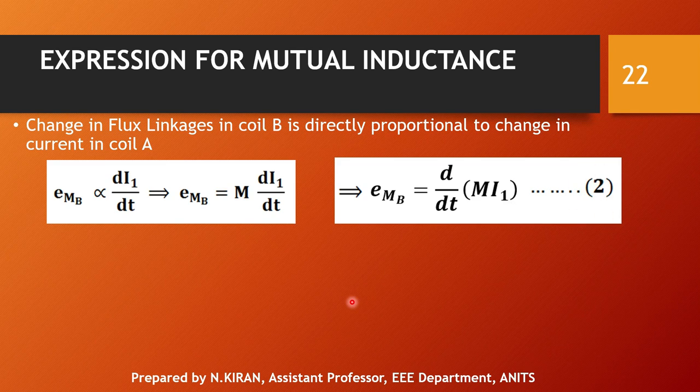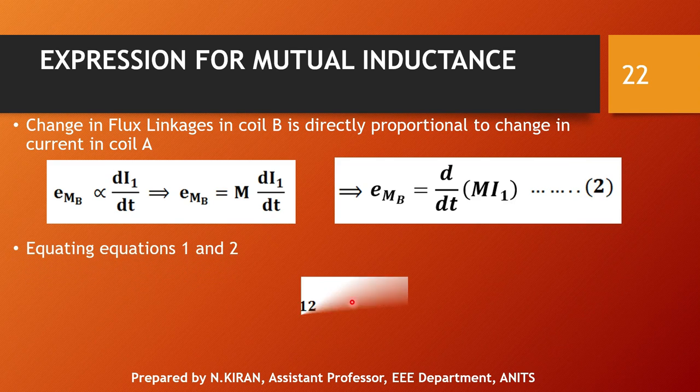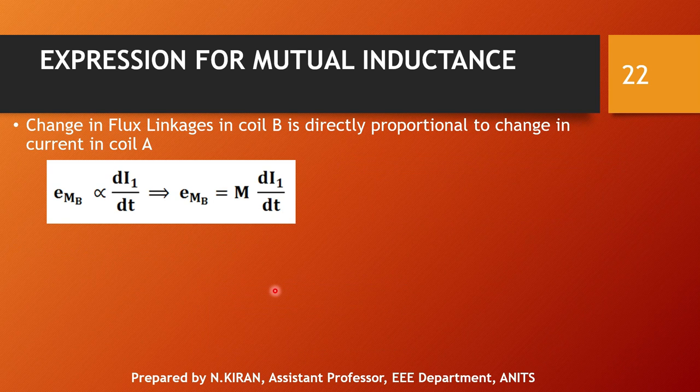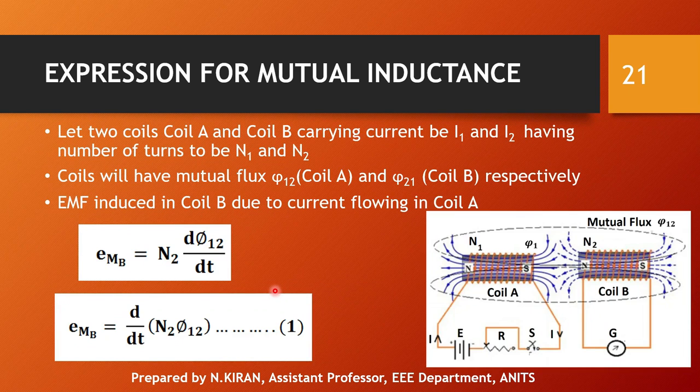Since the expressions for 1 and 2 are the same, I'll equate both equations. On equating, I get M is equal to N2 phi12 by I1. So this is the expression for mutual inductance. This is when coil A is connected to the battery and rheostat, and coil B is connected to the galvanometer.